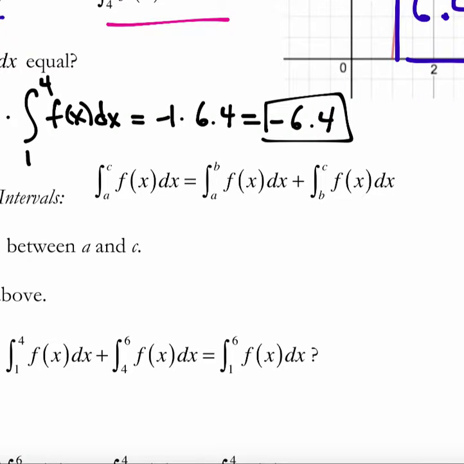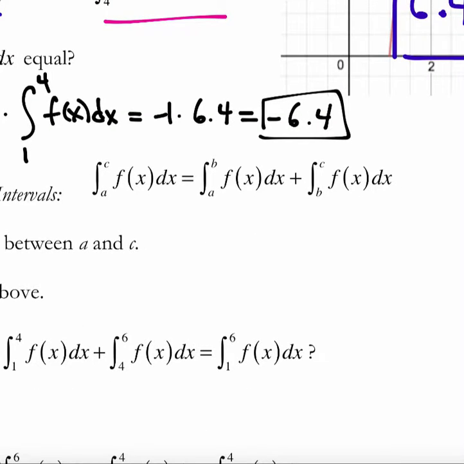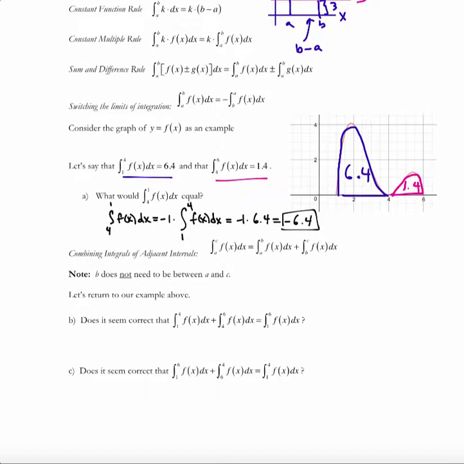And with this first example, I don't know what happened there. And we're back. Okay, so with this first example, I think this makes sense. Does it make sense that the definite integral from 1 to 4, so that's right here, that area, plus the integral from 4 to 6, right here, would equal the definite integral from 1 to 6? Yeah, that makes sense, right? And putting some numbers on that, 6.4 plus 1.4 is equal to 7.8. So I'd say that the definite integral from 1 to 6 of f of x dx would be 7.8.